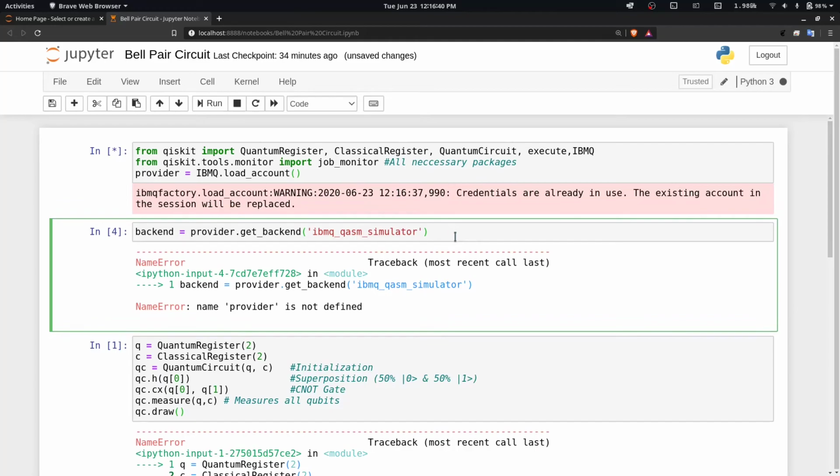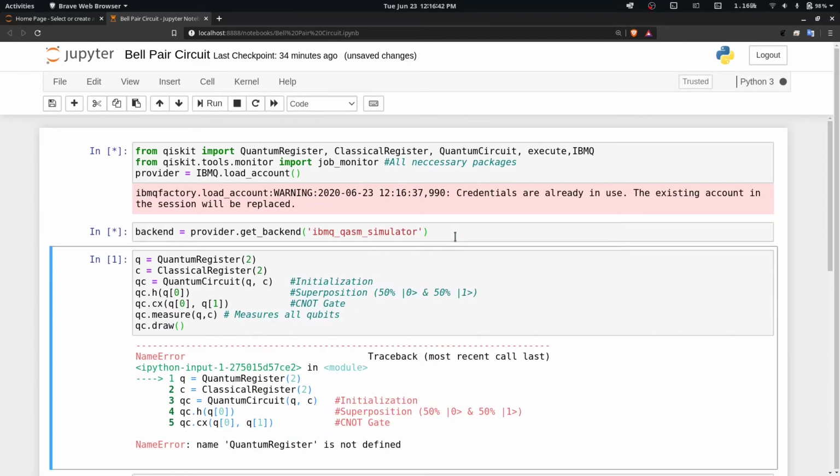Because I've already used the credentials, it just shows an error. Then I'm importing the backend, or connecting to the quantum computer which I'll be using in order to run my circuit, and then I'm creating a quantum register to store the 2 qubits, and a classical register to store the output values where I measure these qubits. Then I'm creating a quantum circuit with these Q and C, 2 qubits and 2 classical registers.